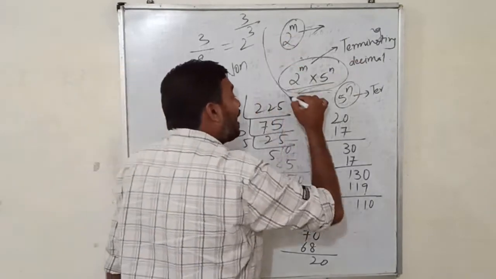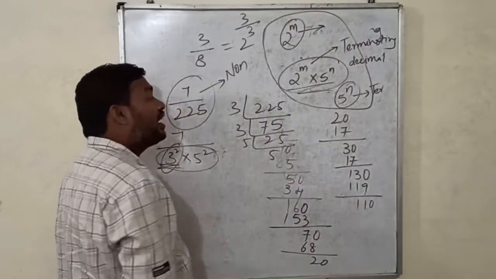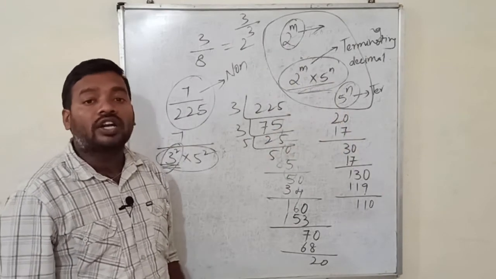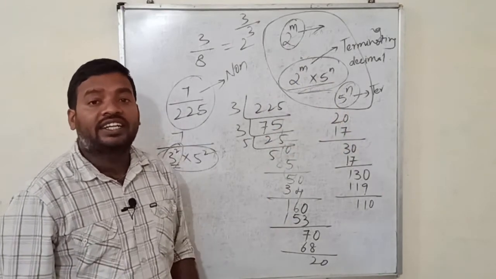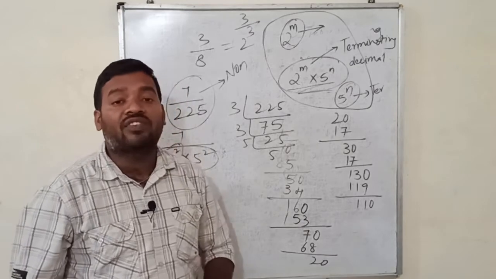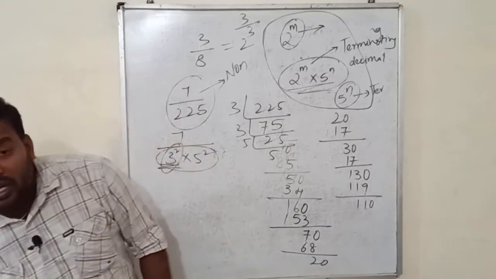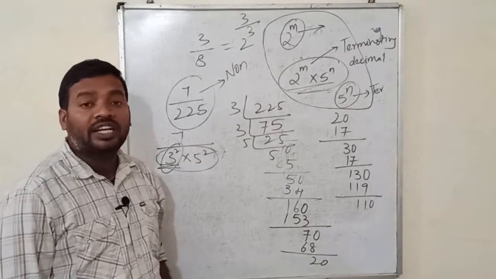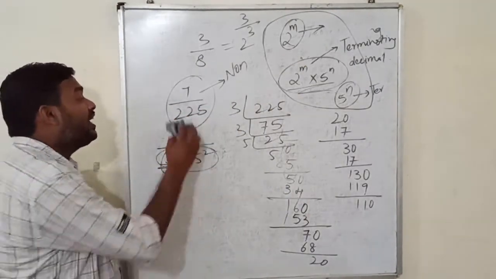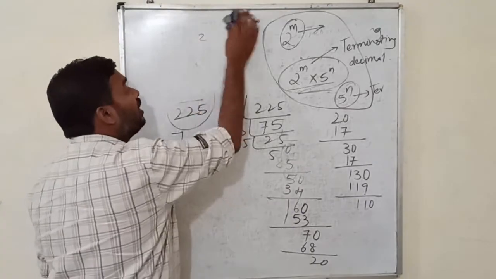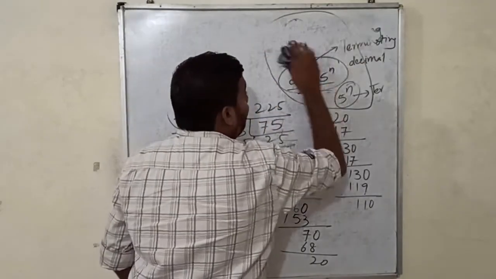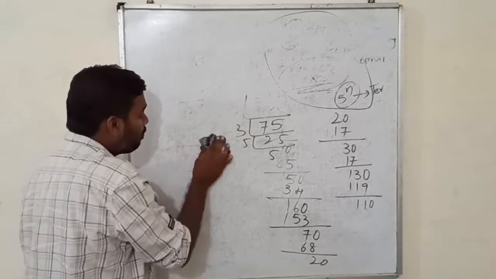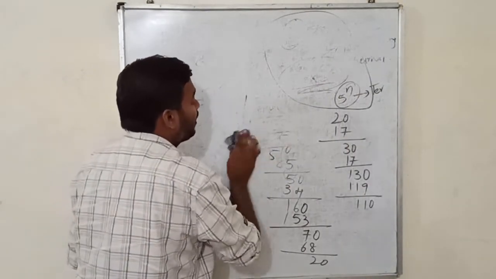If you are getting a case other than these 3, then that is non-terminating recurring decimal. This is how we can find out whether a given rational number is terminating decimal or non-terminating recurring decimal by taking the prime factorization of the denominator. Let us go for one more example and let us conclude the class.